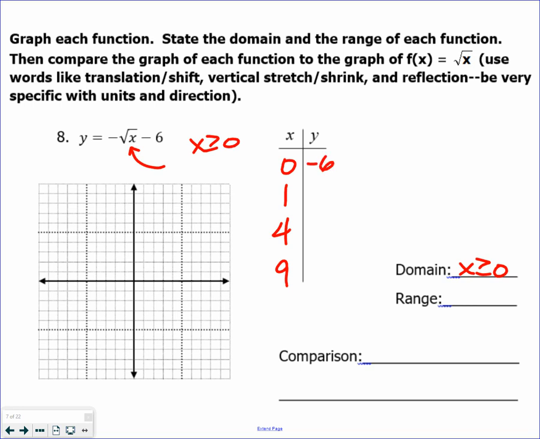So again, now I'm going to start plugging these in. Square root of 1 is 1 times the negative, minus the 6. Square root of 4 is 2 times the negative, minus the 6. And square root of 9 is 3 times the negative, minus the 6. So I'm going to plot those points. 0, negative 6. That's your initial value, and so everything goes from there. So 1, negative 7, 4, negative 8, 9, negative 9.